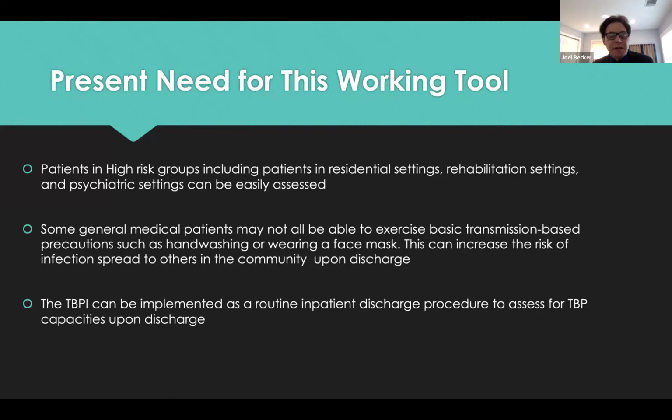So even with patients that are not in high-risk groups, there may be people that still need to be looked upon as high risk. And it can be implemented as a routine discharge procedure to assess transmission-based precaution behavior upon discharge. So as part of the discharge process, the attending, the nurse, the social worker, somebody involved with that patient can use the tool to come up with a rating for how much risk this patient has to transmit infection if they go back into another environment, particularly a community environment or a setting where you have other high-risk individuals.